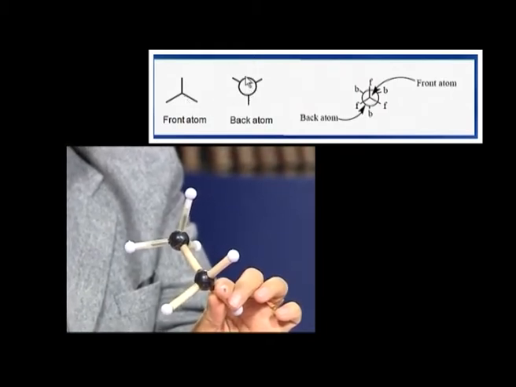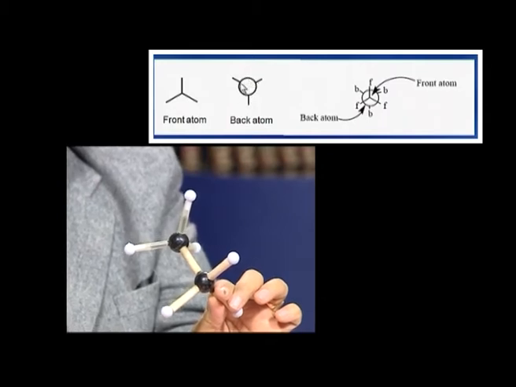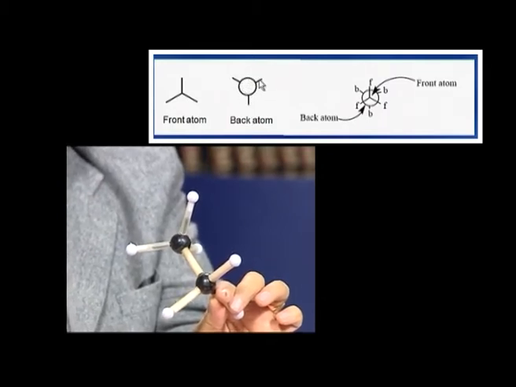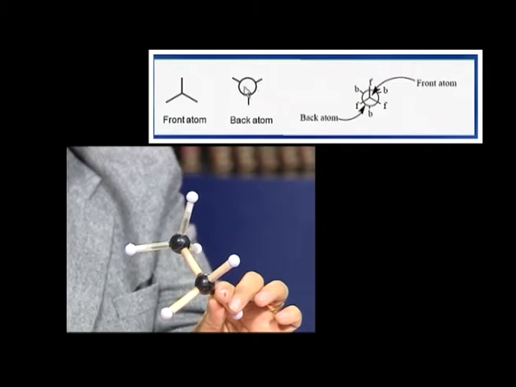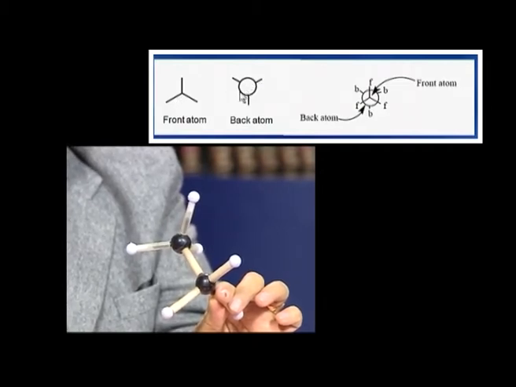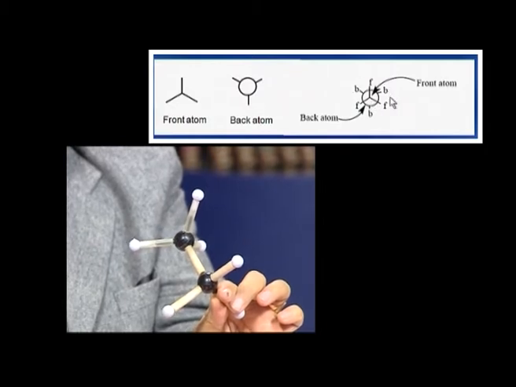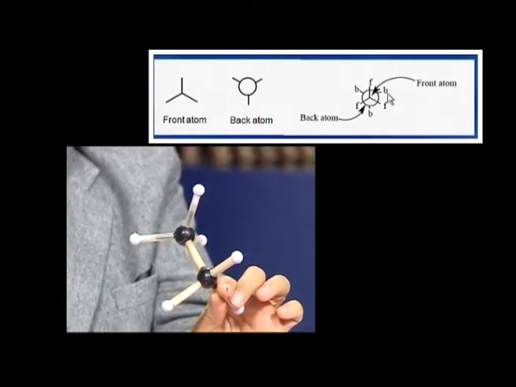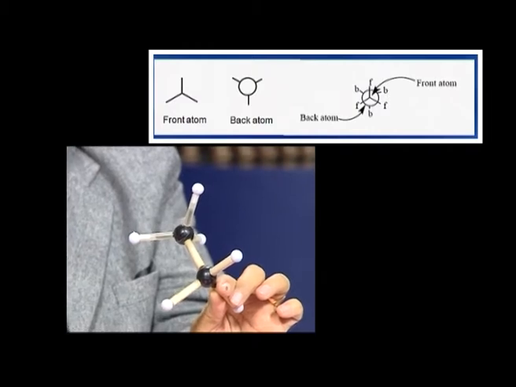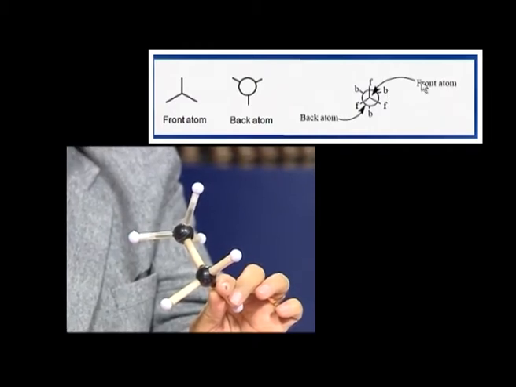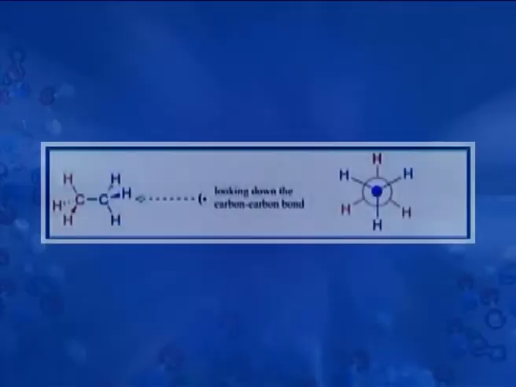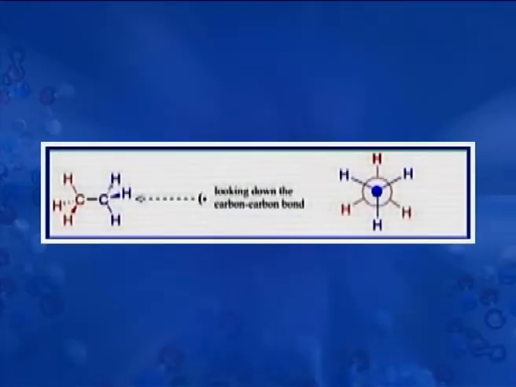Similarly, the back atom is shown as a circle and then the three groups attached to it are shown from the periphery of the circle. And if we combine the two, we get this type of picture. Here B and F are just representing, B represents the group on the back atom and F represents the group on the front atom. It is shown again with the help of another model which is the wedge-dash model.